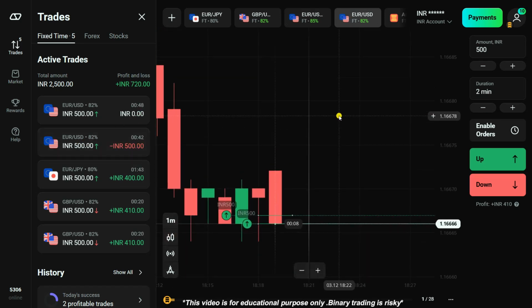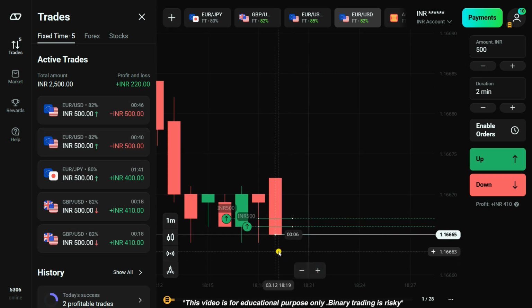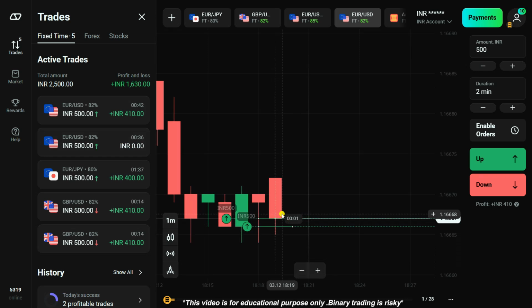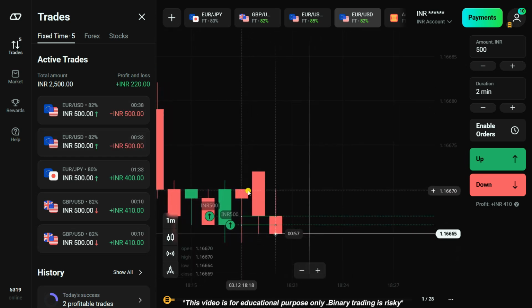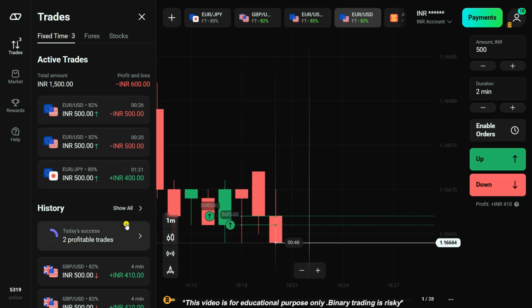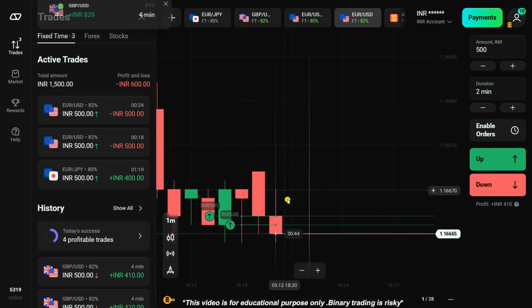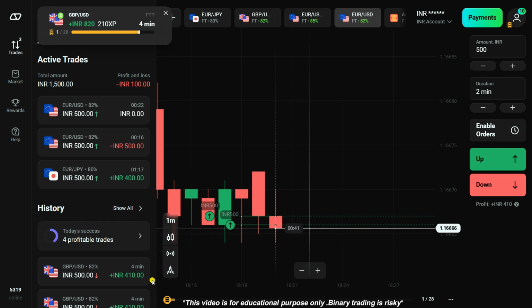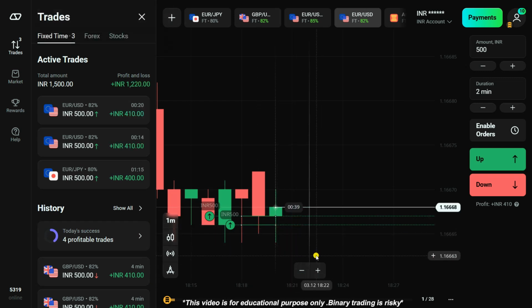So there will be a minor difference between this trade. I'm 100% sure it will be a winning trade because you can observe the candle. This is the previous higher highs and higher lows, and this is also higher highs and higher lows. So most possibly this will be a winning trade, and I'm expecting it will close above these two call options which I placed here. So another is a winning trade.